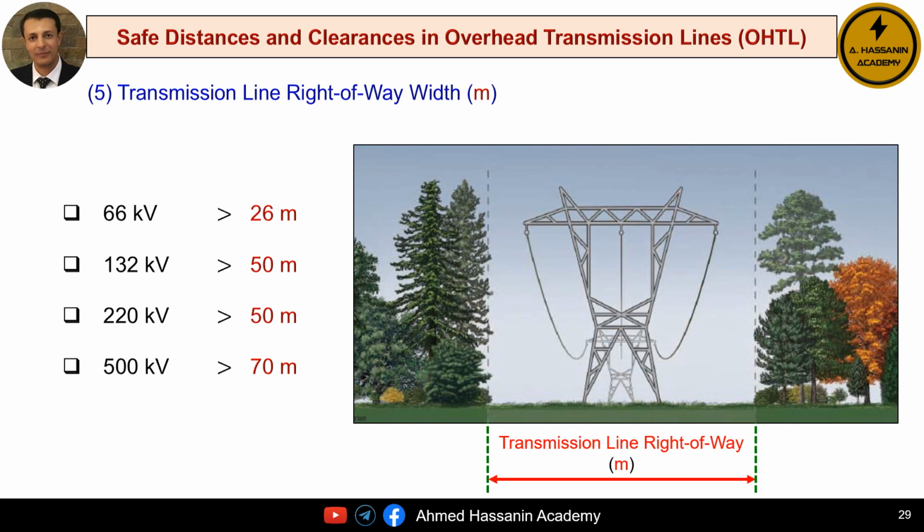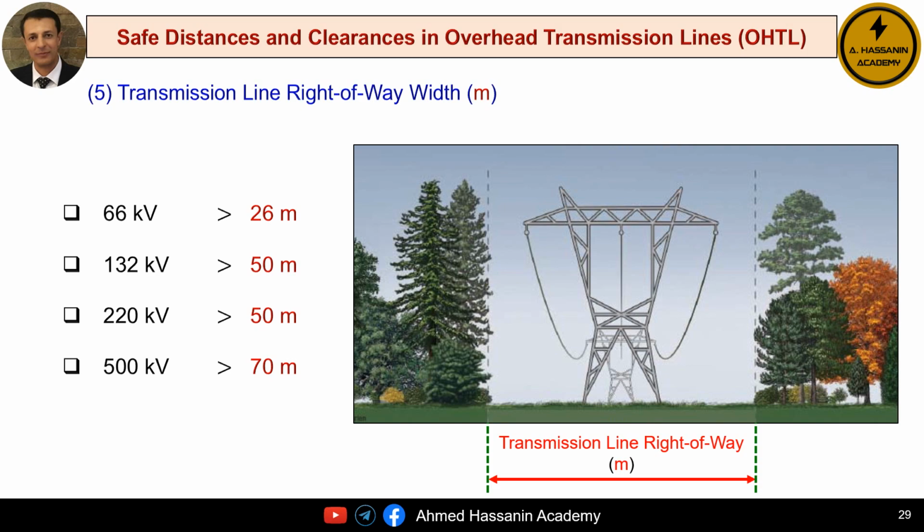The fifth point, or the final point, is the right-of-way width of overhead transmission lines. Of course, there must be sufficient safety clearances on both sides of the overhead line, and these distances can be measured either from the center line of the overhead line to each side or as the full total width, as shown in the image in front of us.